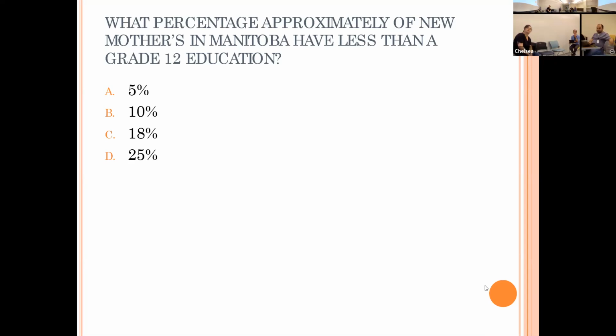So what percentage of new moms in Manitoba have less than a grade 12 education? 18%. Good job. Some of that will be because they are not yet old enough to graduate from high school, but some of it is that they haven't graduated. And we're above the Canadian average. Canada-wide, it's about 13%. In the Northern Health region, it's about 30%. Manitoba has a small poverty problem.